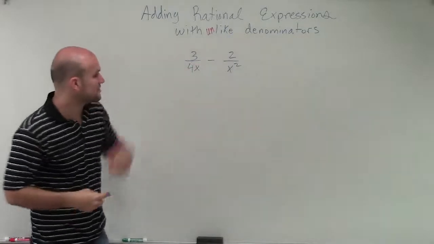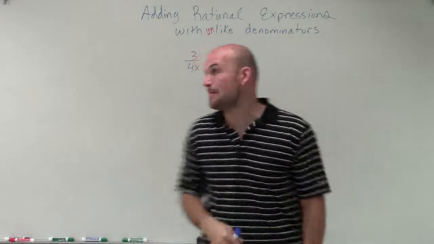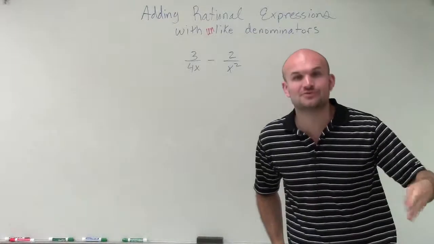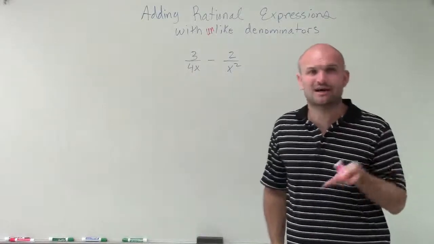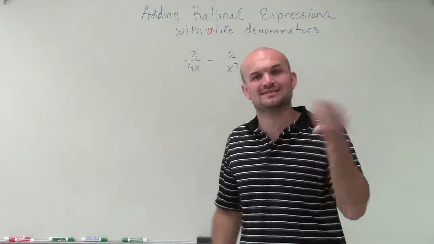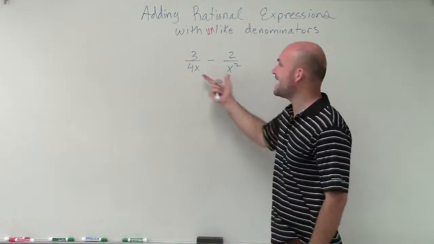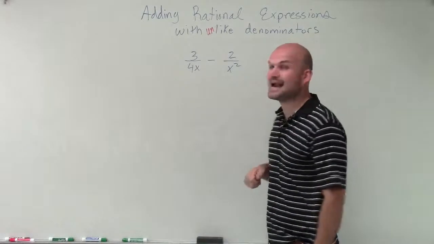OK, so here's a good one. I have 3 divided by 4x minus 2 divided by x squared. A lot of times students will get it when we work with numbers. They say, OK, I can find the LCM between 2 numbers. That's pretty basic. I've been doing that for a while with fractions. But now what do I do when I have a 4x and an x squared?